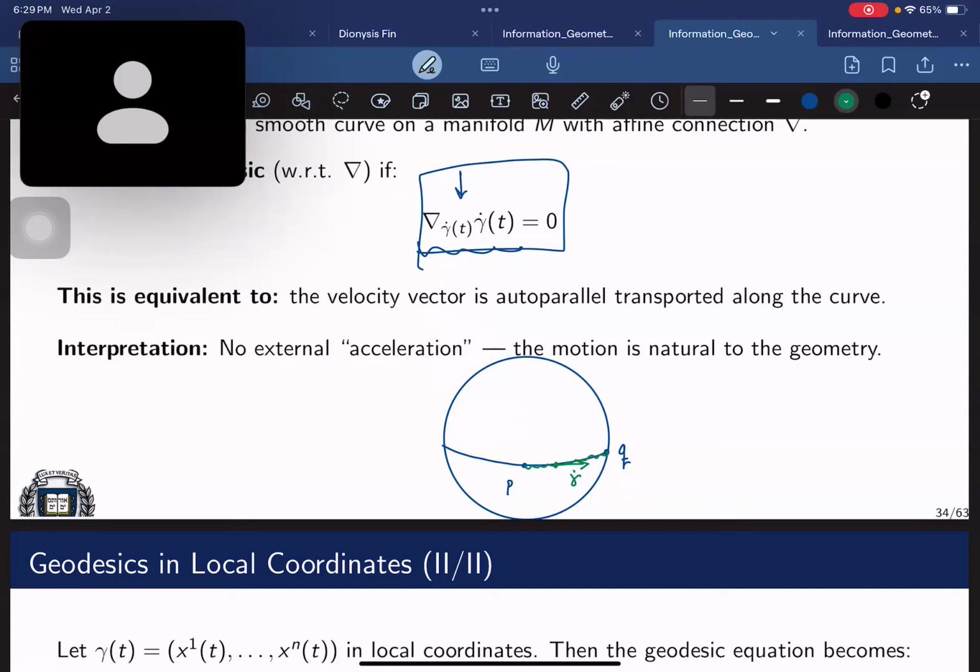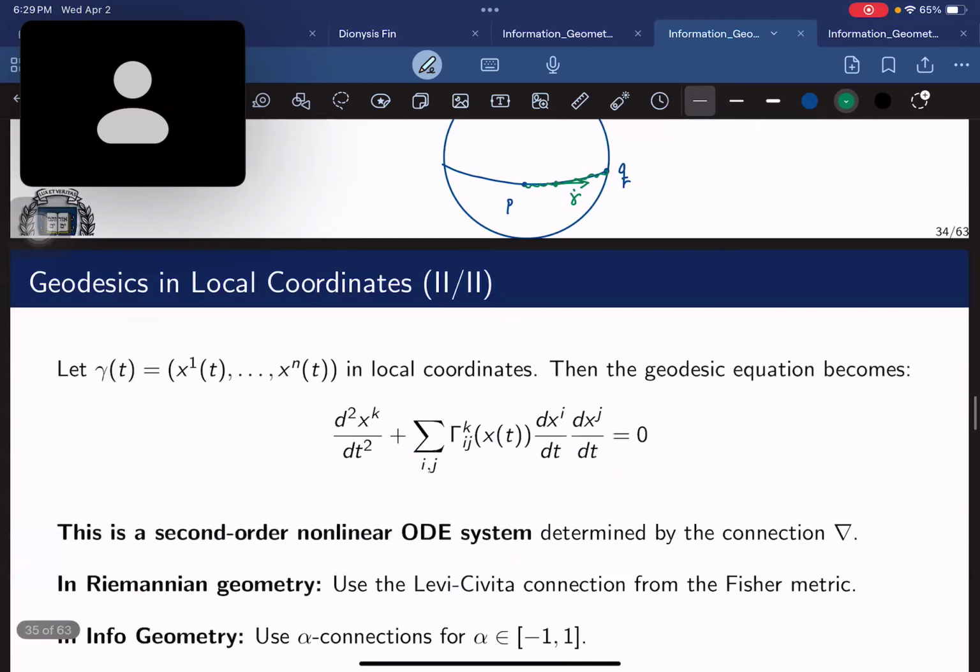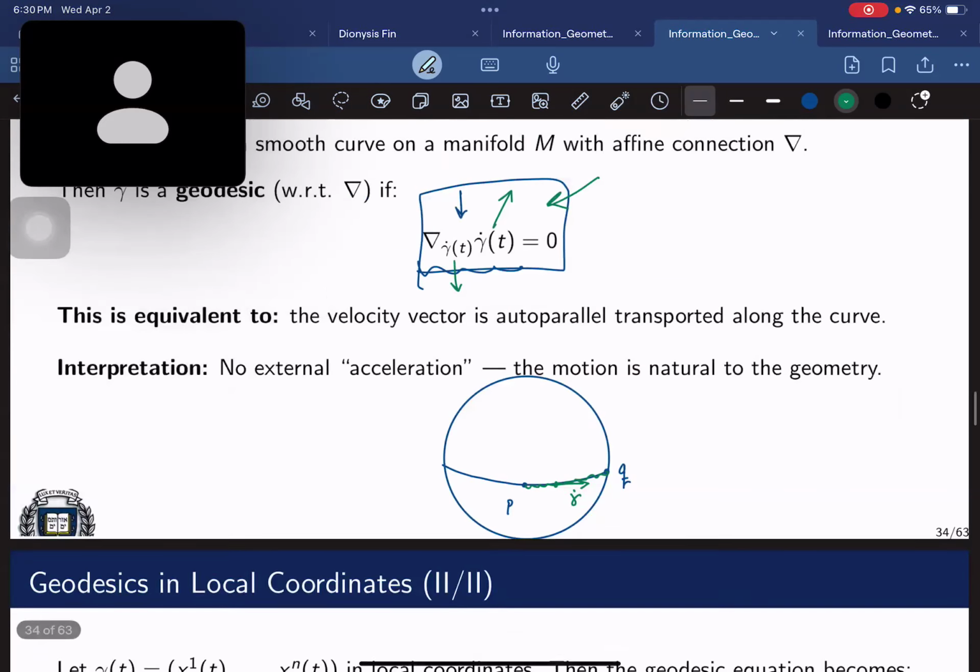So between two points, P and Q, we can solve for this equation. Again, to solve this, we expand gamma dot t and we expand this too, and then we end up with this. Remember that this second order derivative comes from taking the derivative of gamma dot with respect to gamma dot.